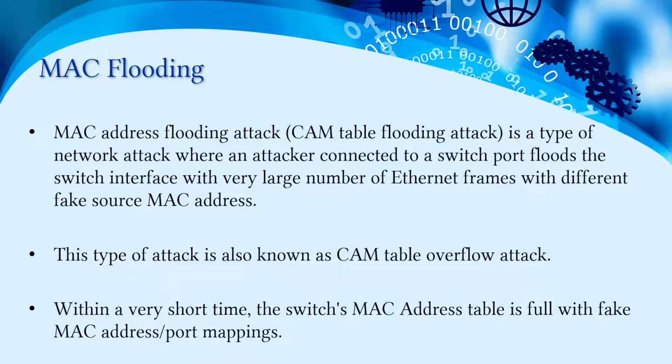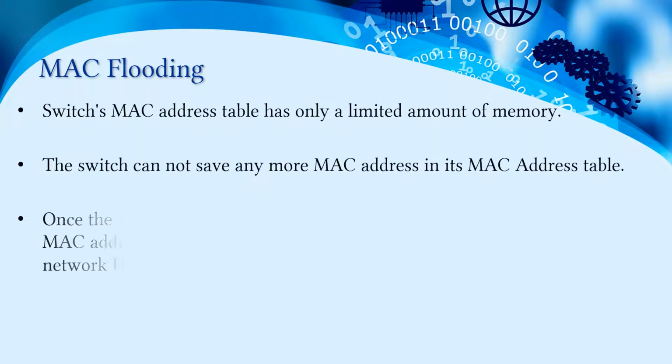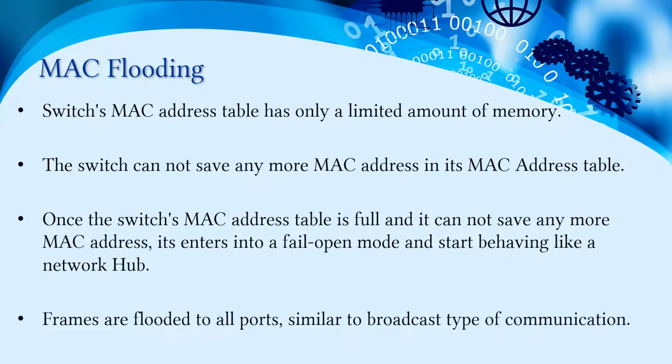Within a very short time, the switch's MAC address table is full of fake MAC address to port mappings. The switch's MAC address table has only a limited amount of memory, so the switch cannot save any more MAC addresses in its table. Once the table is full, the switch enters a fail open mode and starts behaving like a network hub, where frames are flooded to all ports, similar to the broadcast type of communication which happens in a hub.